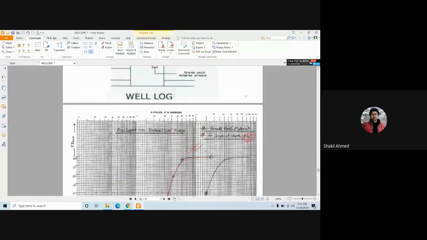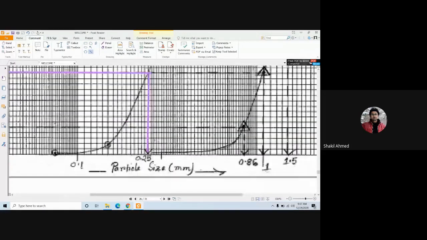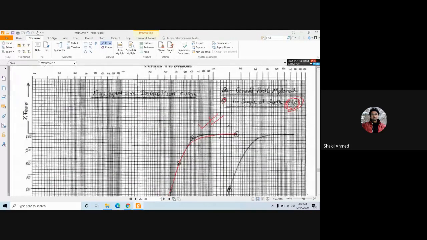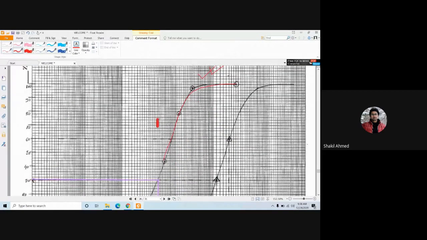What is this, guys? D30? Can you see? 0.25. So you calculated D30 of this. D30. Let's try to do this.